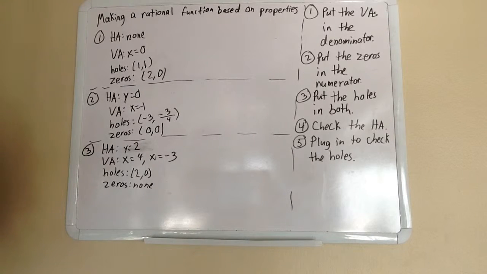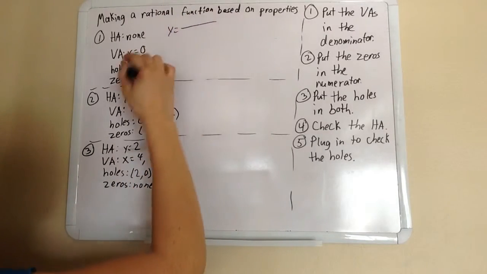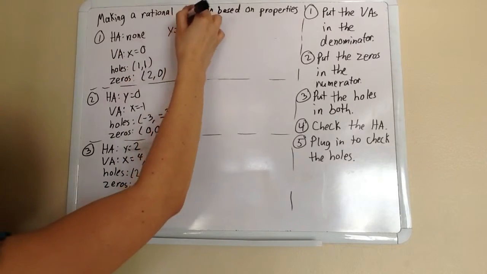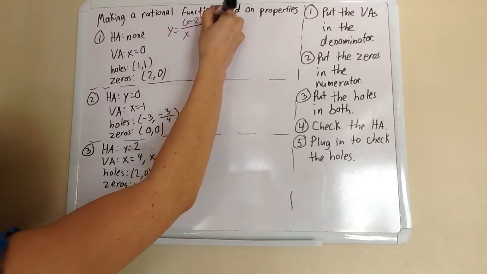So, first one is this. We got y equals. On the bottom is going to be x. On the top is going to be x minus 2. And on the top and bottom is going to be x minus 1.